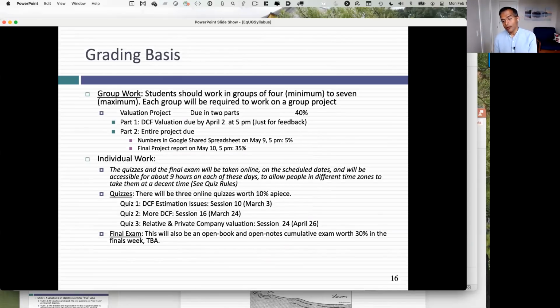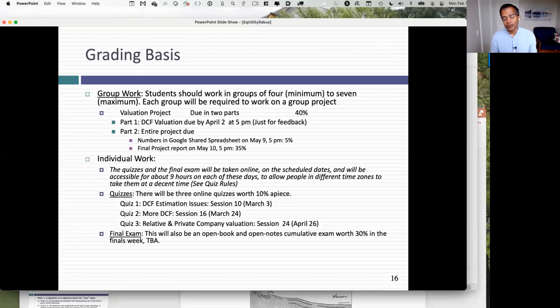So here's what you'll have to do. First, if you remember in the Google shared spreadsheet, I asked you, are you in a group yet? That was a little preemptive, but if you can find a group, the groups can be anywhere from 4 to 7 people. Each person in the group has to pick a company. So the groups don't work on one company, each person picks their own company to value.